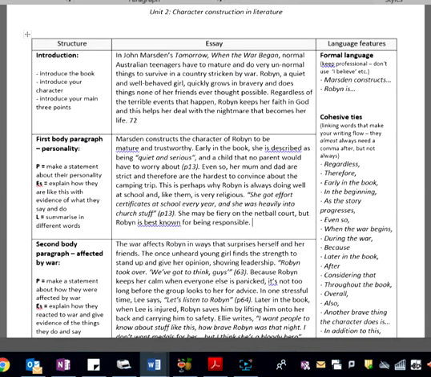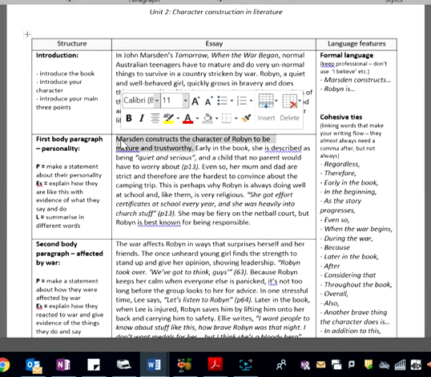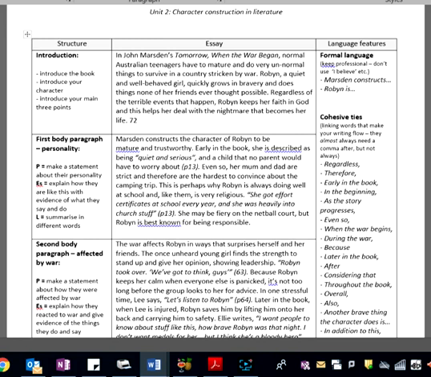Marsden constructs the character of Robin to be mature and trustworthy. So that's my point sentence. Early in the book, she is described as being quiet and serious, and a child that no parent would have to worry about. Even so, her mum and dad are strict and therefore the hardest to convince about the camping trip. This is perhaps why Robin is always doing well at school and, like them, is very religious. She got effort certificates at school every year and she was heavily into church stuff. She may be fiery on the netball court, but Robin is best known for being responsible. And there's my link sentence.